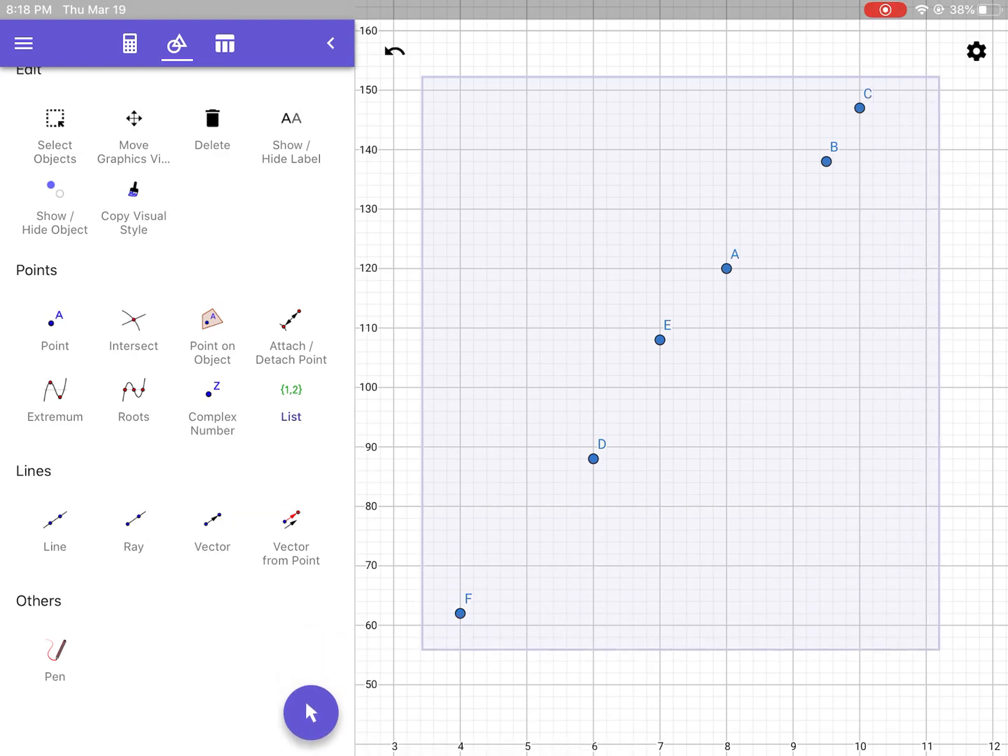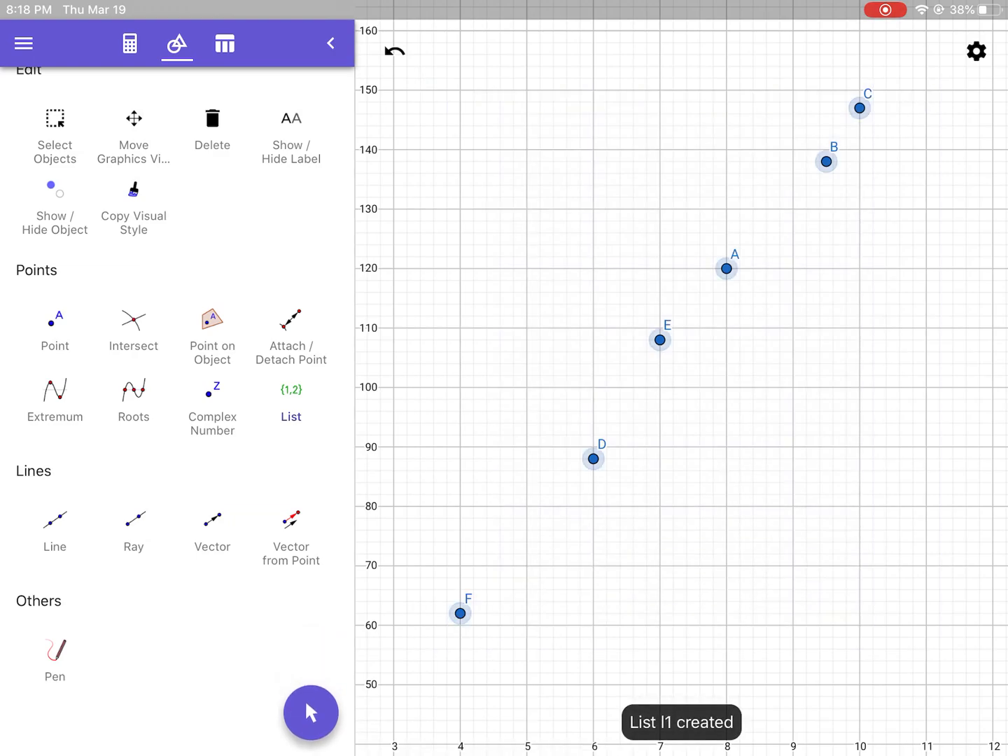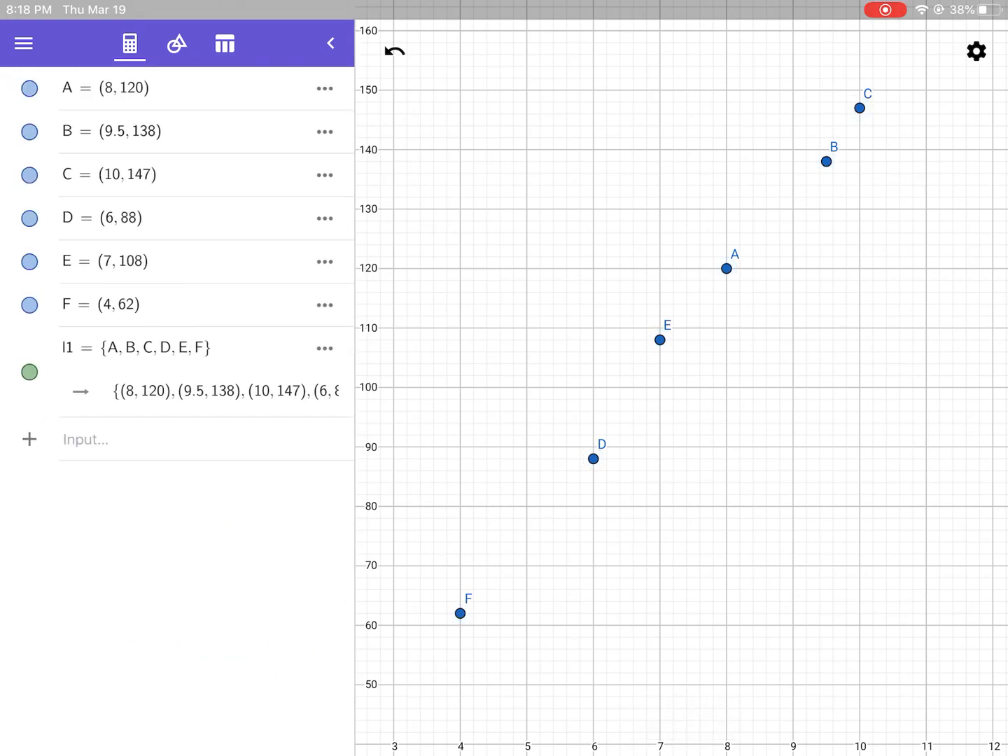Make sure all the points are covered. Okay, and then you just let go. It says list L1 is created. So I go back to my calculator and it's there, in the green. Okay, so I need to find the linear regression equation.